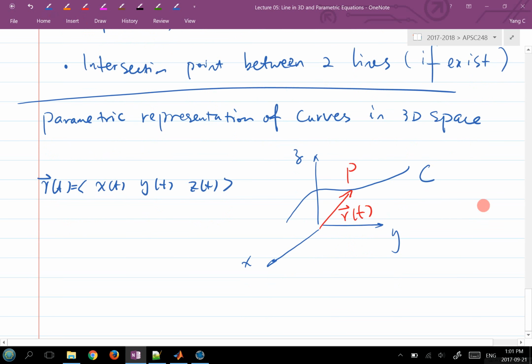It has three components: x of t, y of t, z of t. If we can somehow find an expression for each one of these x, y, z, then we're able to come up with mathematical equations describing this moving point P on the curve C, or basically the mathematical equation describing the curve C. That's the idea of the parametric representation of the curve C. So what we're striving to do, for any curve C, is to see what a possible x of t, y of t, z of t would be.